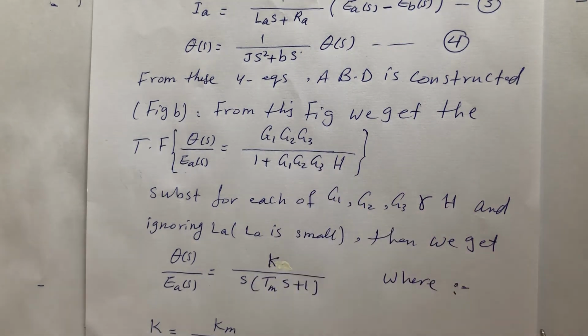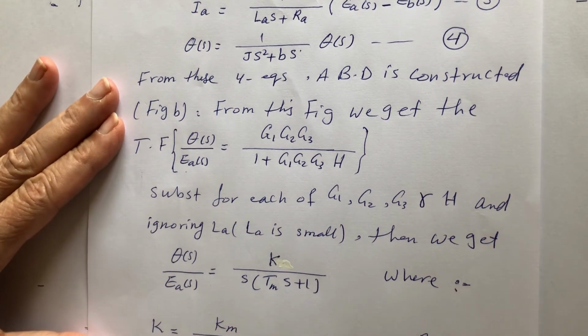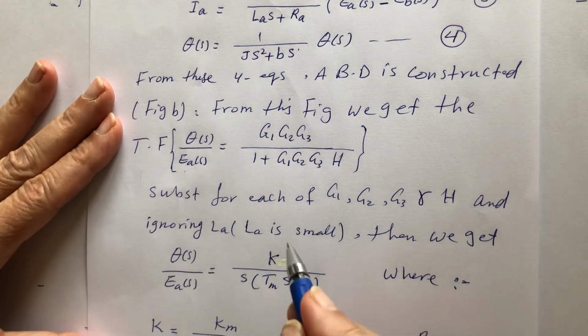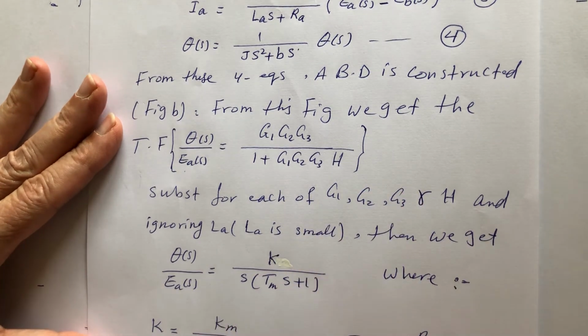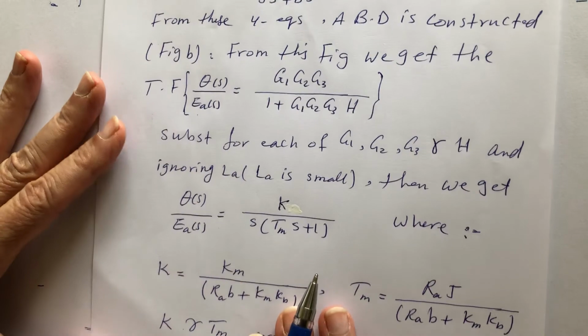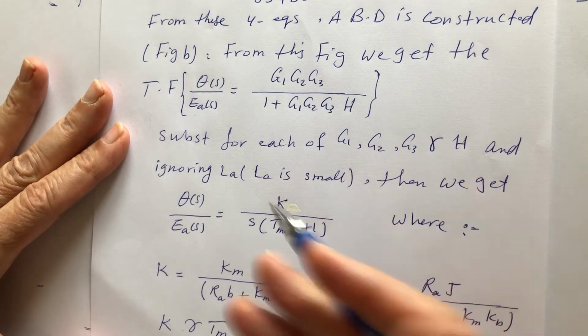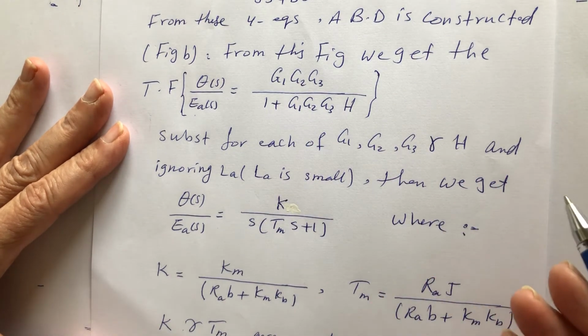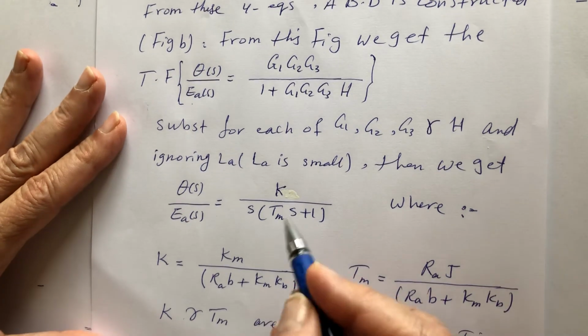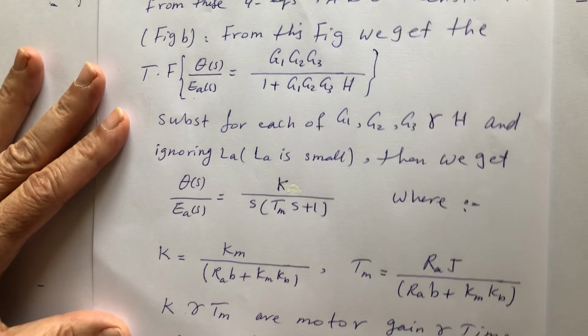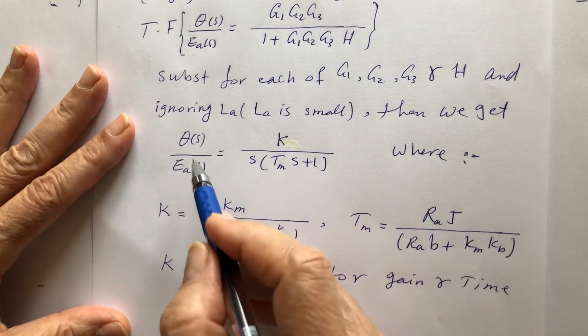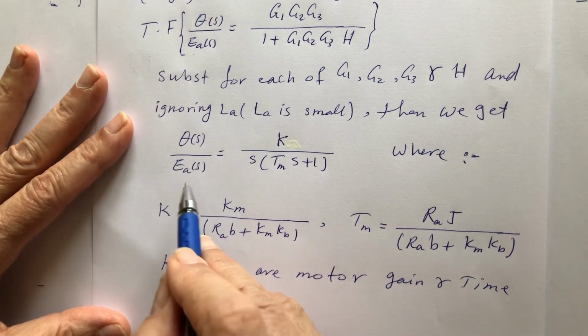If we substitute here, one thing you have to remember: LA in this armature controlled DC servo is very small, so sometimes it is ignored. But for design, practical use, and more accurate analysis, they don't ignore it; they leave it as it is. Here we are going to ignore it, so we substitute into G1, G2, G3 and H, rearrange, and ignore all terms multiplied by LA. We get something like that. So the transfer function is a second order system after the approximation.